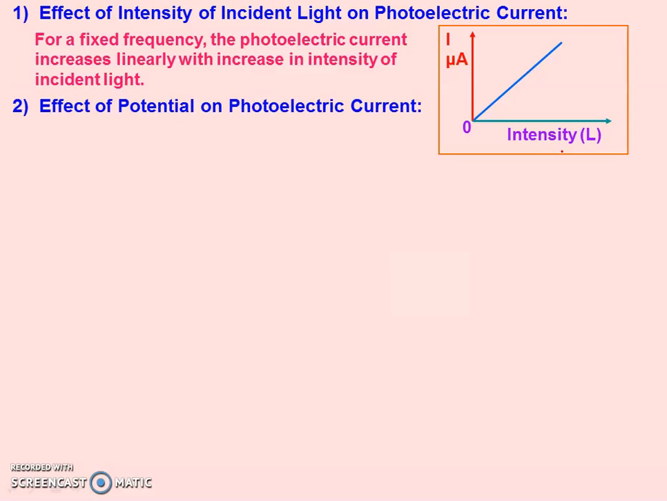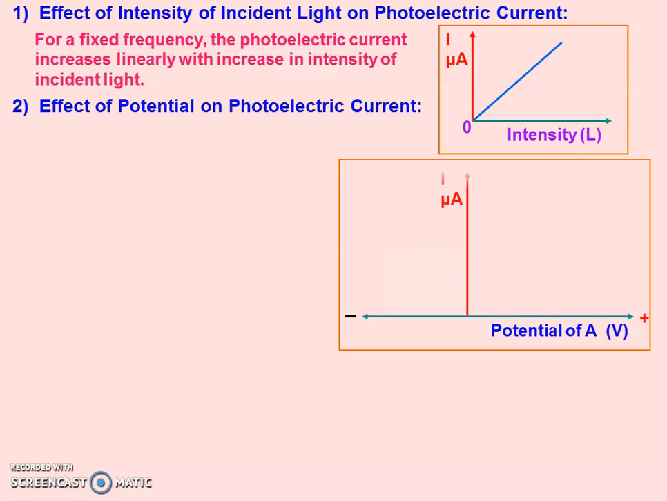Now, how is the photoelectric current affected on increasing the potential difference between cathode and anode? So there is a relation. We can observe this relation by the graph, and this graph suggests that when we increase the potential difference, there is no change in the saturated current. The current becomes constant after a fixed value of potential difference between cathode and anode.